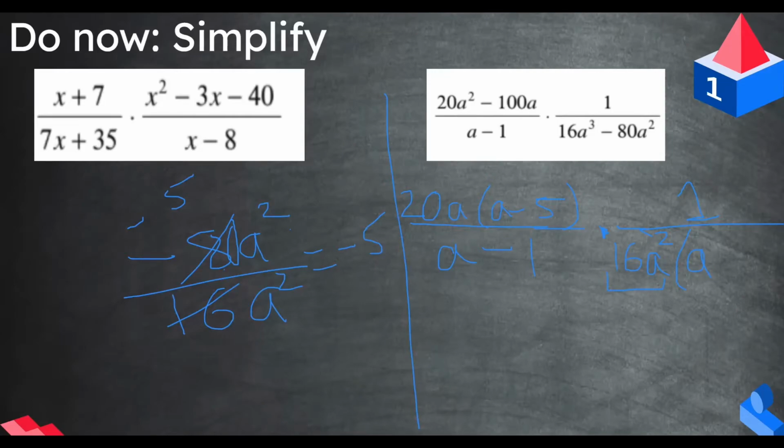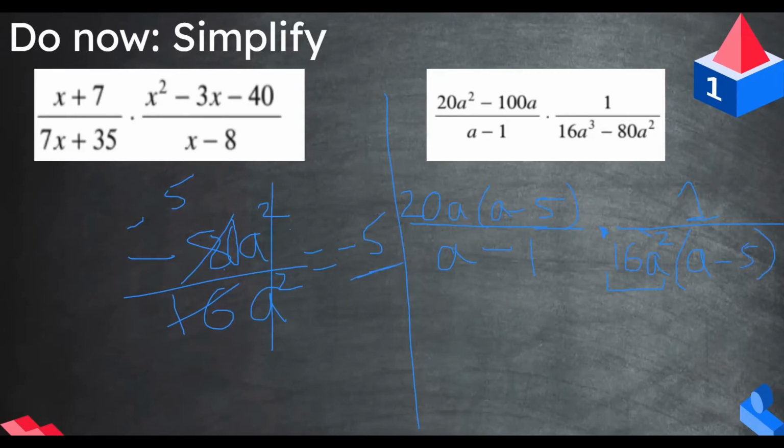Now let's go for the variables. I see a squared at the top, a squared at the bottom. Boom, they cancel out because a squared is a common factor, okay? If you have something at the top, it's the same identical thing at the bottom, they cancel out, right? So -5 is the other factor.